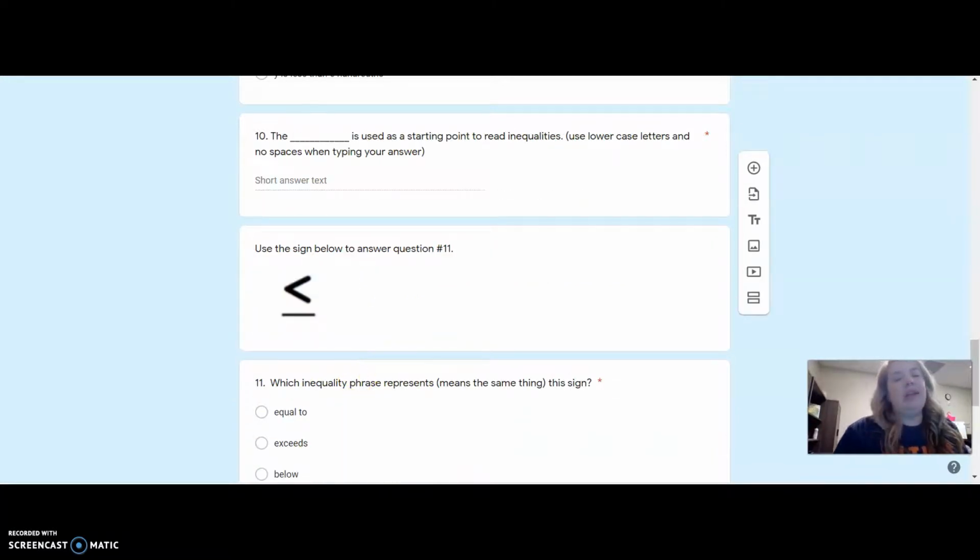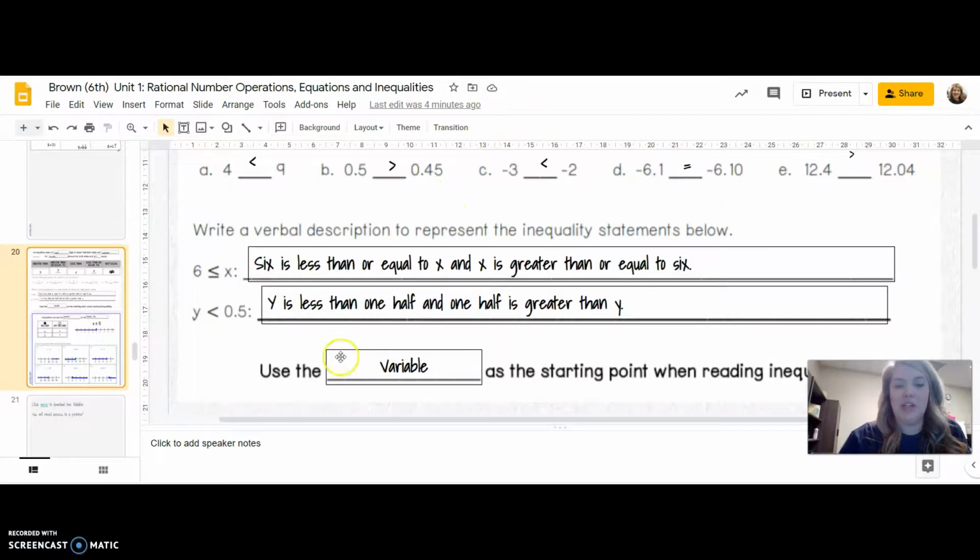For number 10, the blank is used as a starting point to read inequalities. Well, if I go back to that same page, use the variable as the starting point when reading inequalities.